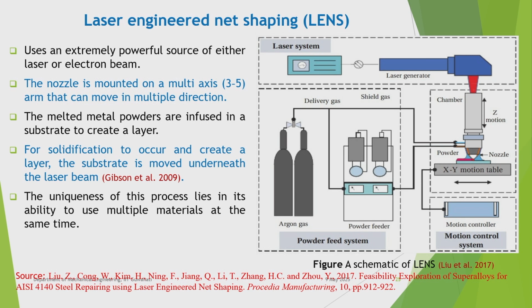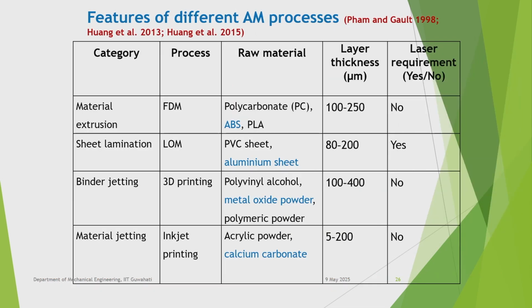Then laser engineered net shaping, LENS, is there. It uses an extremely powerful source of either laser or electron beam. The nozzle is mounted on a multi-axis arm that can move in multiple directions. So, it is a type of, you can say, robot. The melted metal powders are infused in a substrate to create a layer. For solidification to occur and create a layer, the substrate is moved underneath the laser beam. The uniqueness of this process lies in its ability to use multiple materials at the same time. So, it can make parts using different materials.